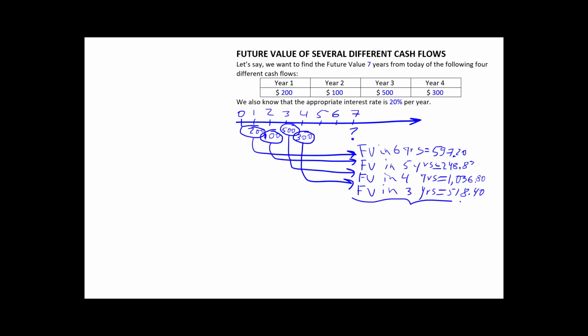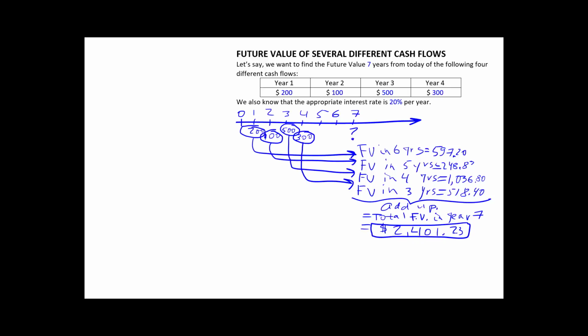And then we need to add all of them up, which becomes the total future value in year 7. And when we add these 4 future values up, we get $2,401.23. You can double check in any calculator, a regular one would be fine. Okay, this is the answer.